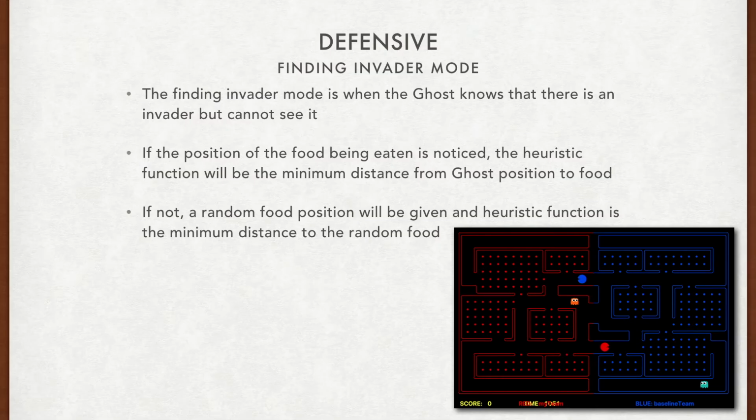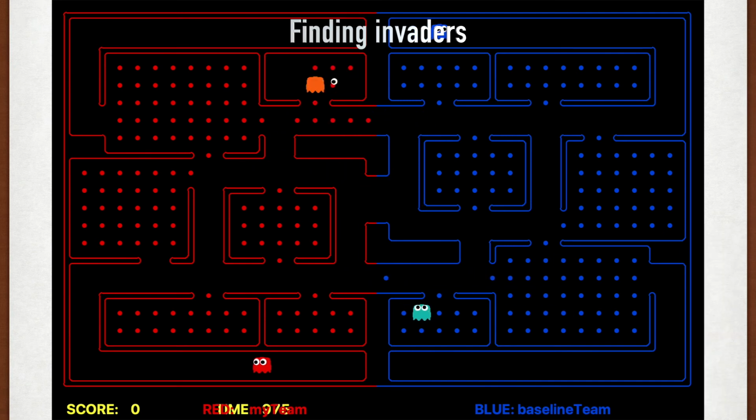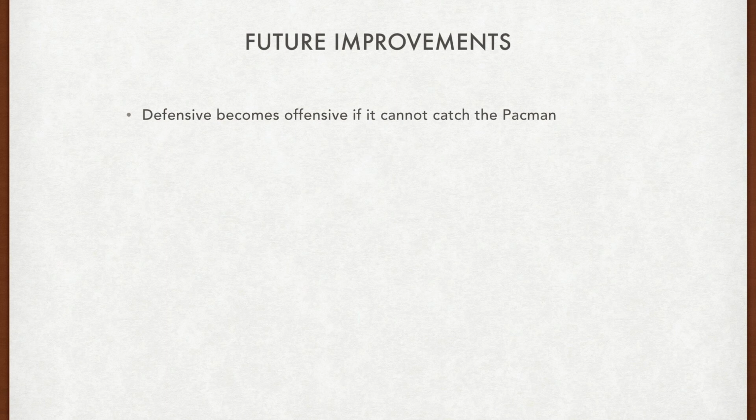Finding invader mode will try to detect if there's food being eaten. If so, it will use the eaten food as the target position and the minimum distance is calculated. If there's no food eaten, our ghosts will find a random food as the target, which gives them some chance to detect the opponent. Untrace mode will turn on when there's a Pacman in our area and we know its position. Therefore, the minimum distance to the opponent Pacman is used.